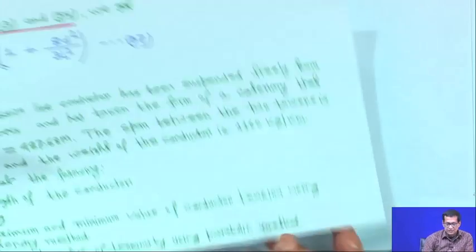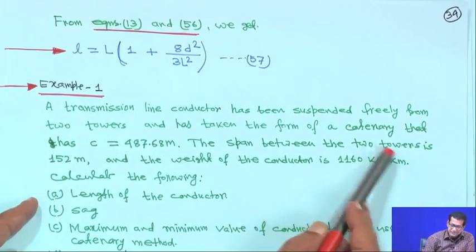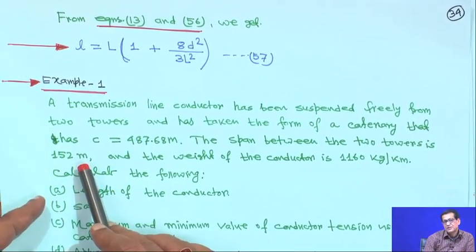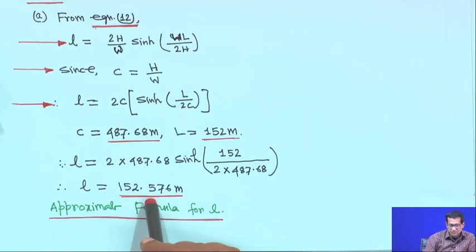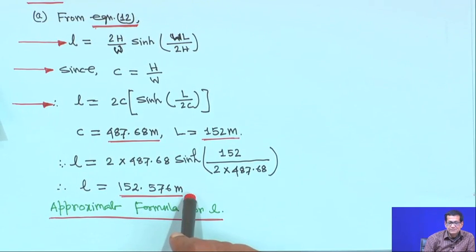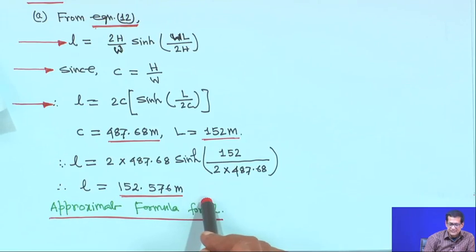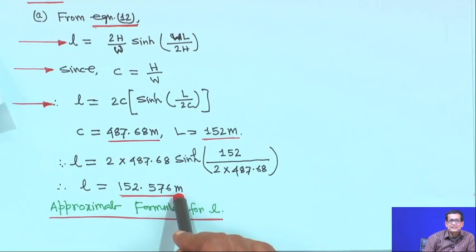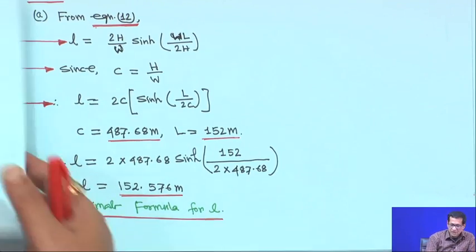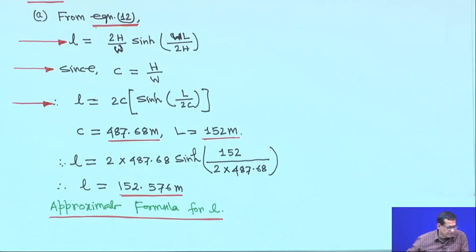So, if you look into that horizontal distance between two towers, it is given as 152 meter, and if you look at the length of the conductor, it is now 152.576 meter. As it has taken a catenary shape, the length has increased, right.